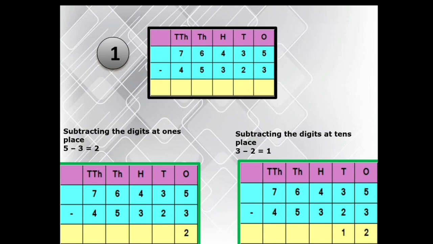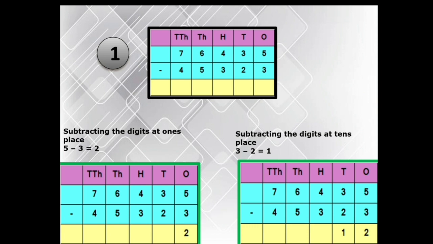Here is an example of subtraction now. We have 76,435 minus 45,323. First, we'll subtract the digits at ones place. Again in subtraction, we'll start subtracting from the right hand side. First we'll go to ones, then tens, then 100, 1000, 10,000 like that.